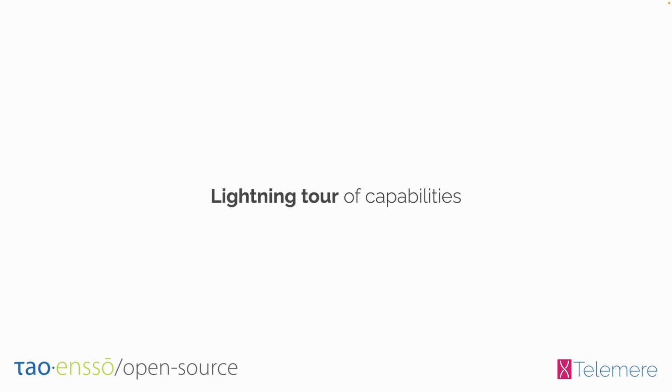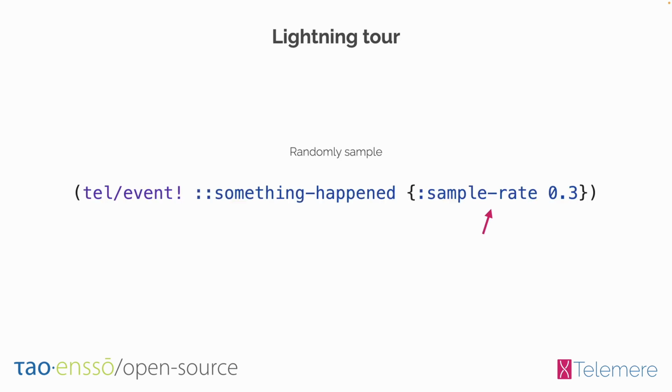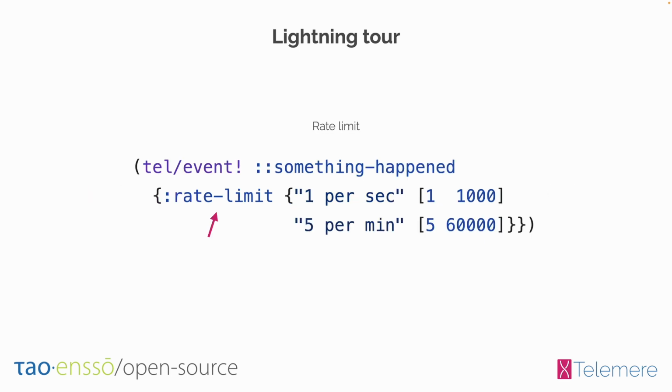I'm now going to try to show you a little of what Telemere can do. I'm going to go fast. Feel free to pause. Here we're using random sampling. So our event call will create a signal only 30% of the time. Other calls will no-op. Here we are using rate limiting. So our event call will create a signal at most once every second and at most 5 times every minute. Other calls will no-op.